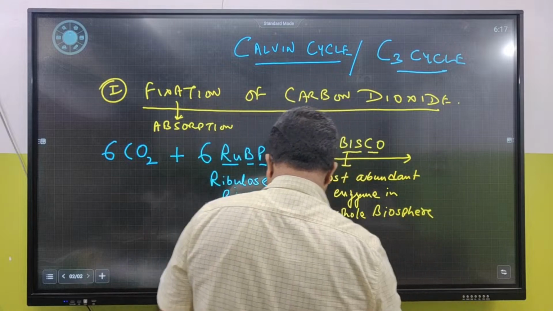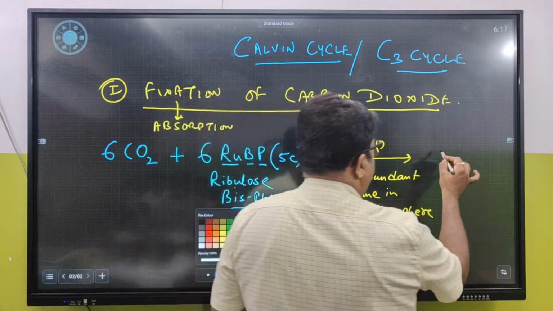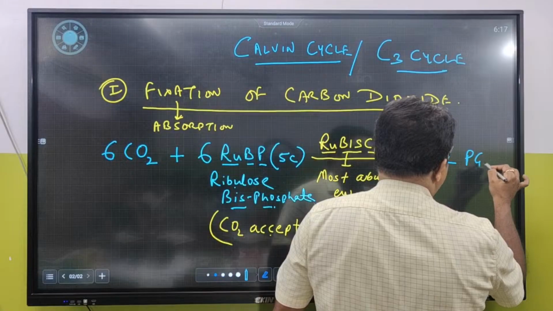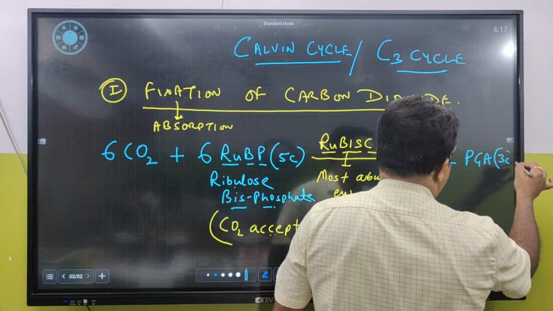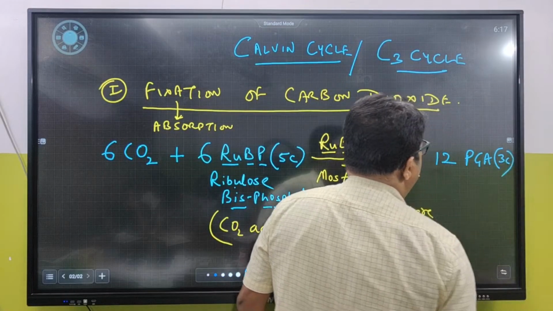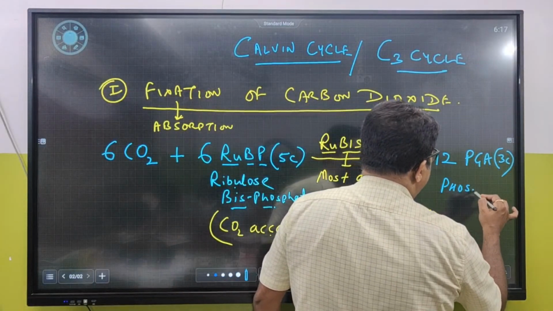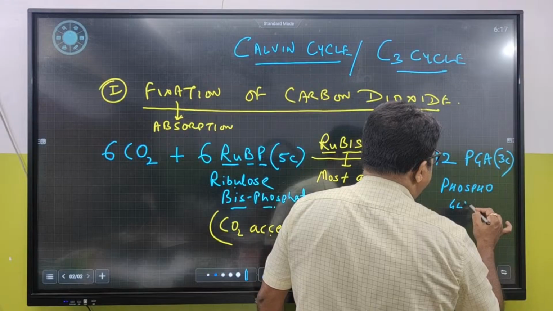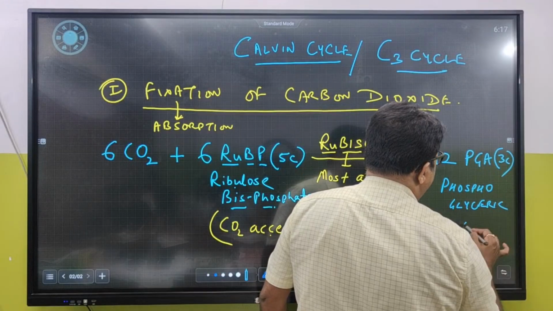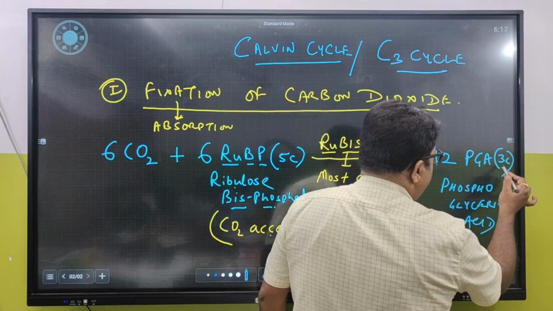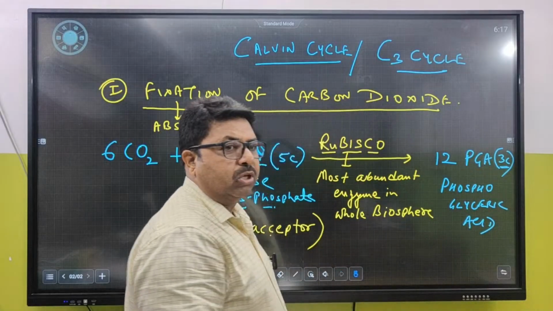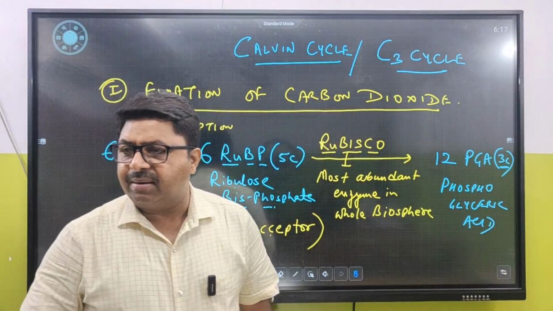And this ultimately leads to the formation of what? It leads to the formation of 12 molecules of PGA, which is a 3-carbon compound. What is PGA? Phosphoglyceric acid. Now, phosphoglyceric acid has how many carbon? 3 carbon.